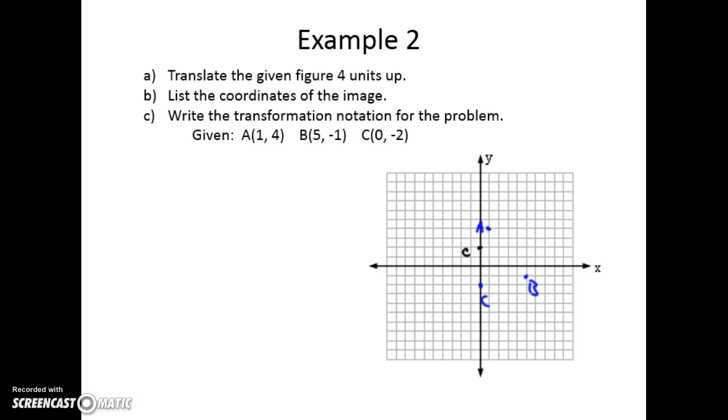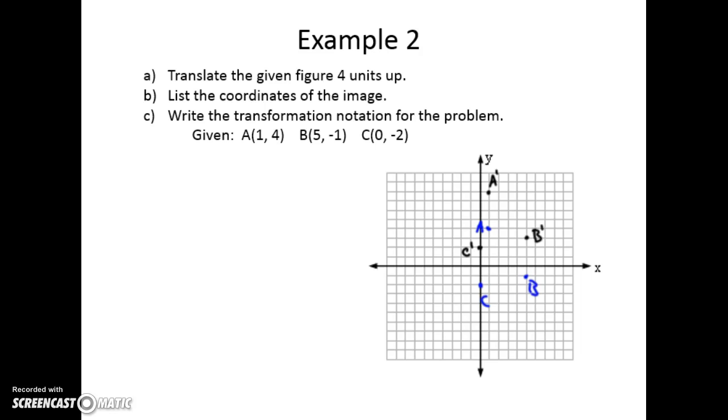Here's C, and we're going to actually call it C prime, and I forgot to mention that on the last example. So C will be the original with the pre-image, and then C prime would be after applying a transformation to it. And then we move up 1, 2, 3, 4, and that would be A prime, which looks like just a little apostrophe. And then B prime, 1, 2, 3, 4, here.